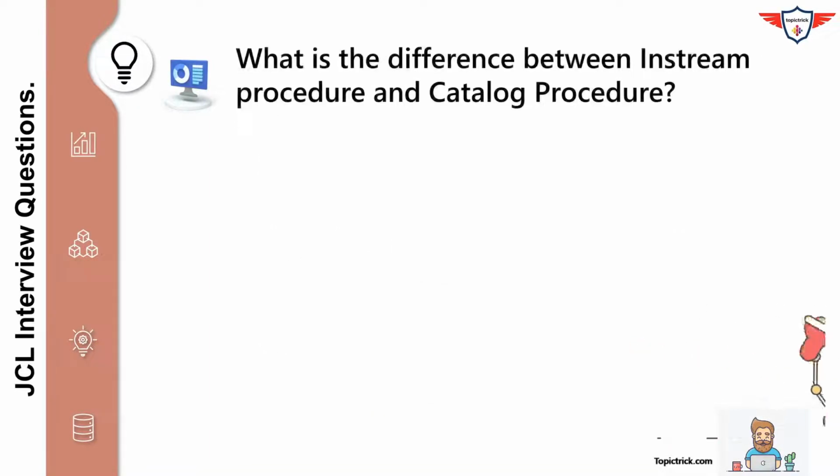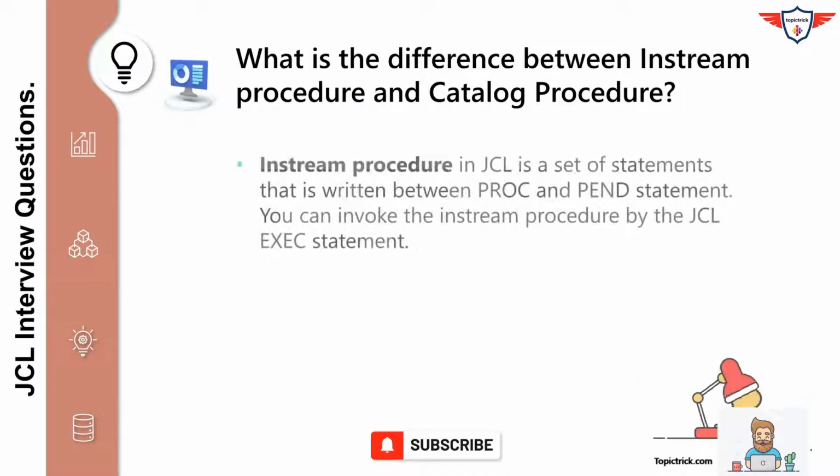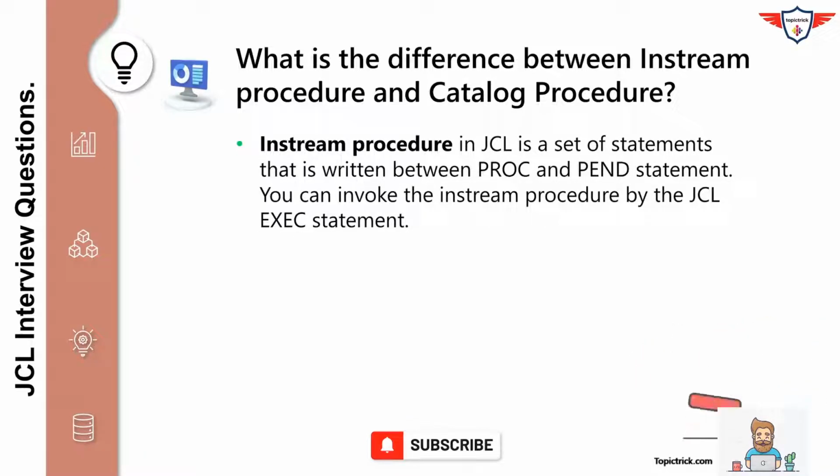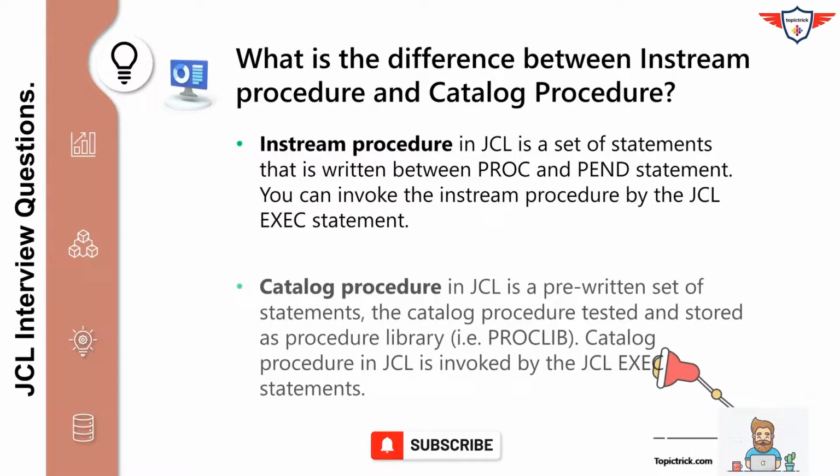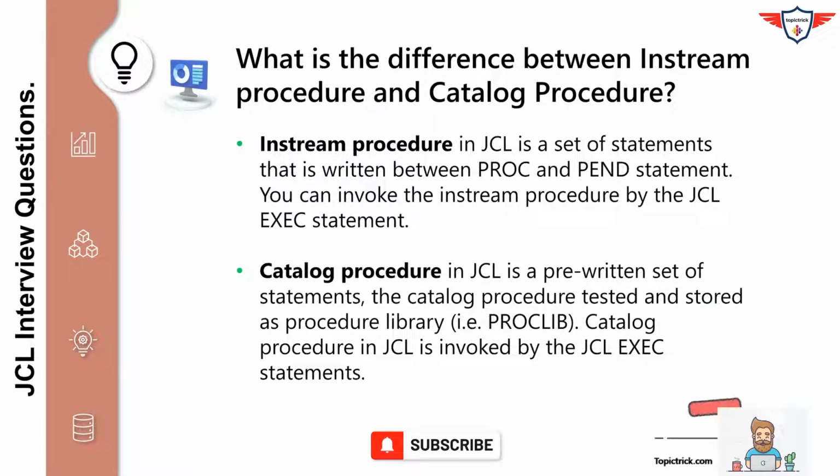What is the difference between in-stream procedure and catalog procedure? The in-stream procedure in JCL is a set of statements that is written between PROC and PEND statements. You can invoke the in-stream procedure by the JCL EXEC statement. The catalog procedure in JCL is a series of JCL control statements that are stored in a partitioned dataset or procedure library. You can invoke catalog procedure from any JCL by using EXEC statements.